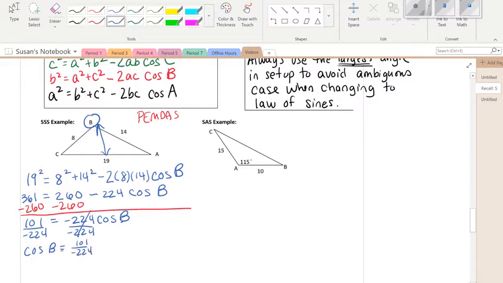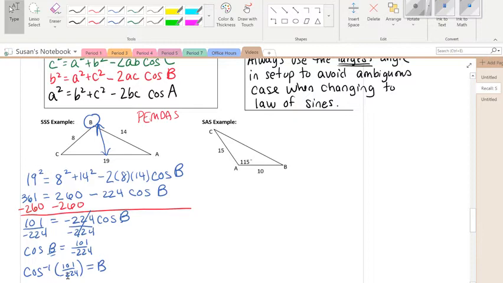How do I solve for angle B? So if you recall, last year we talked about solving for angles. To get the angle out of the cosine, you have to use the cosine inverse, because remember the inverse switches your x and your y's. That's the only way we can get it out. So that means for this, we get the cosine inverse of 101 over negative 224 is equal to b, because that allows us to switch it when we use the inverse.